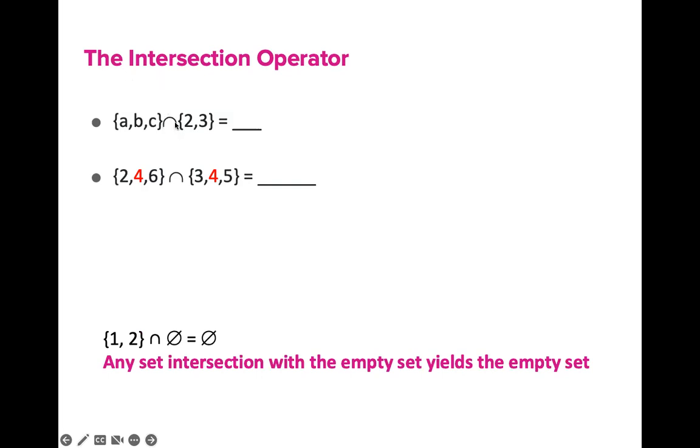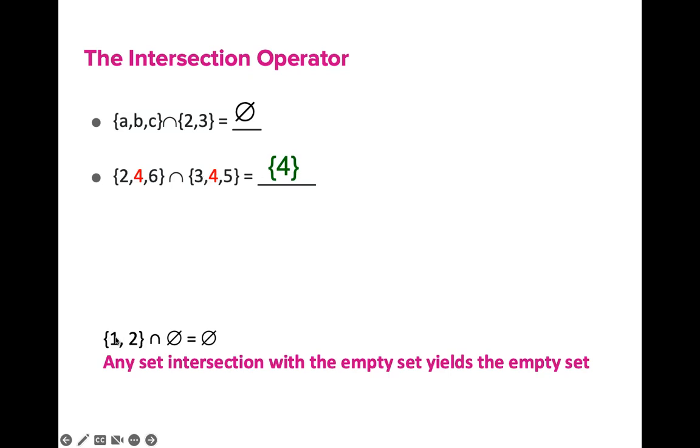Now let's have these examples. Suppose taking the intersection of these two sets having elements a, b, c, and 2, 3. And then we also have another item here, taking the intersection of 2, 4, 6, and 3, 4, 5. The first item will result in an empty set. Why is that? Because there are no common elements between the two sets. The other would yield a set containing the element 4. Why? Because it's the only element that is common in both of the sets.